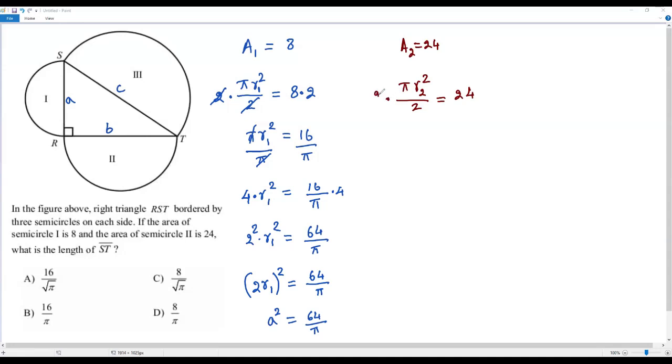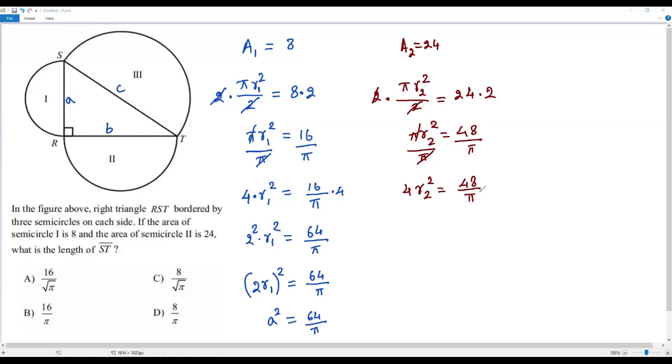Now let me multiply both sides by 2. When I do so, this 2 will cancel out. Then I'm getting pi R2 square equals 48. Now let me divide both sides of this equation by pi. This pi will cancel out. Then I'm getting R2 square equals 48 divided by pi.